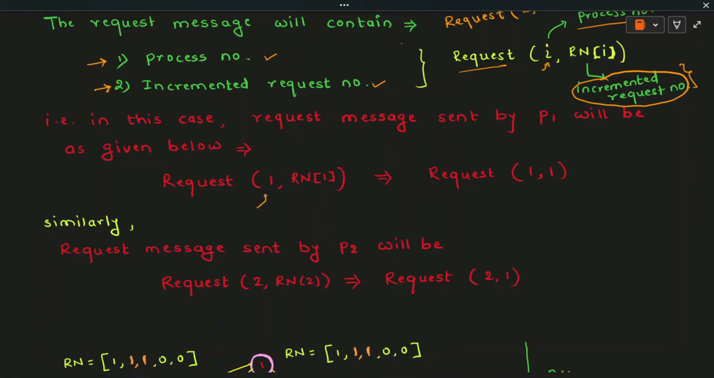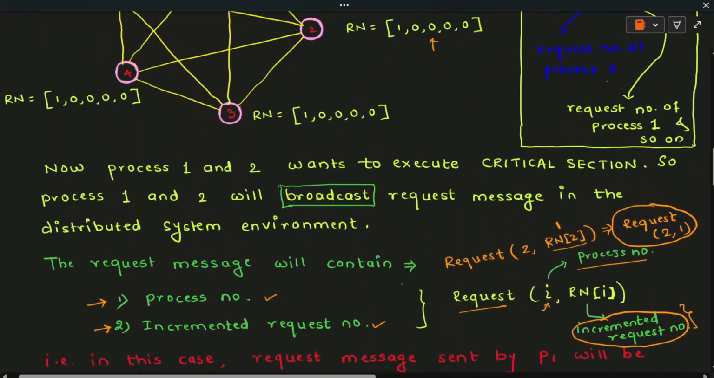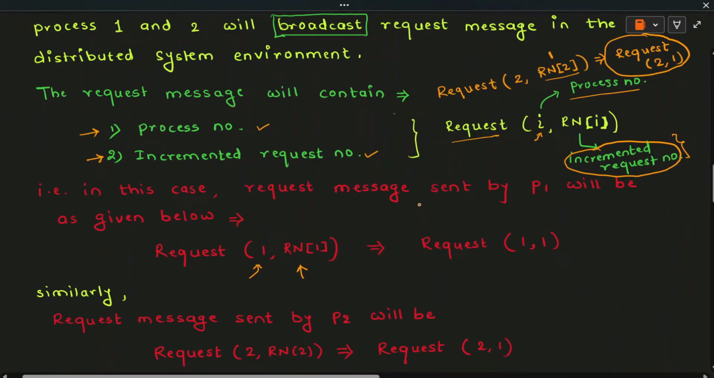If process 1 is sending the request message, then this is the process number and this is Rn of 1. Rn of 1 in this case is 0 here, but we want to increment it by 1. So 0 plus 1 is going to be 1, and that 1 we have written here. So that is how the request message works.